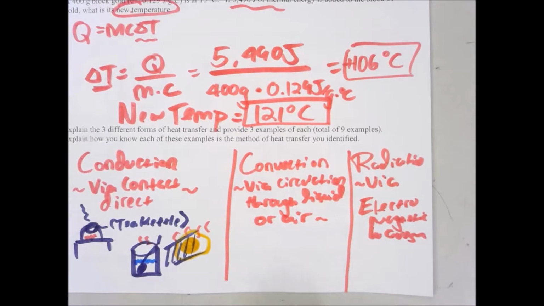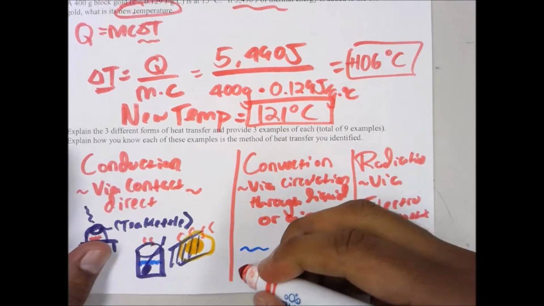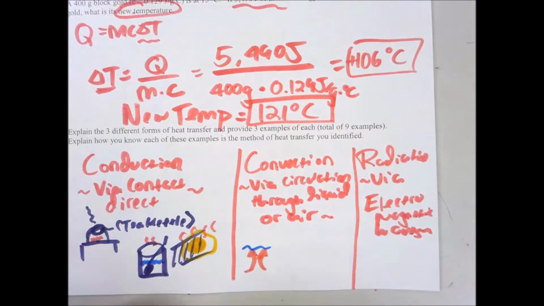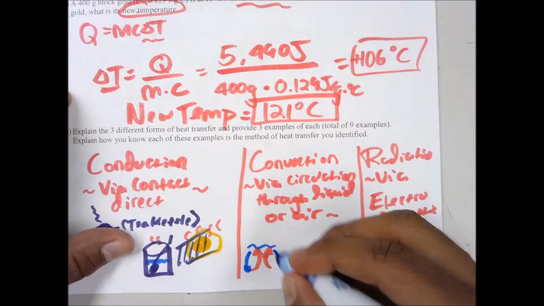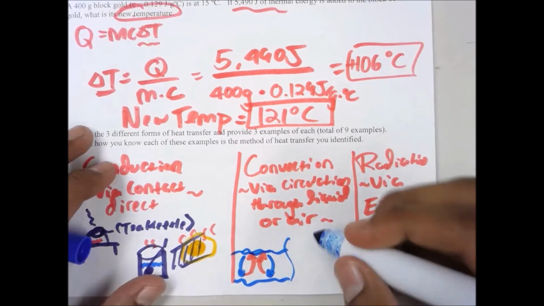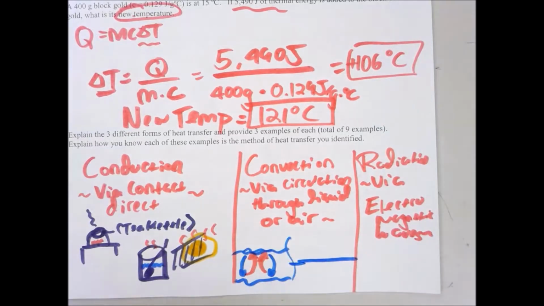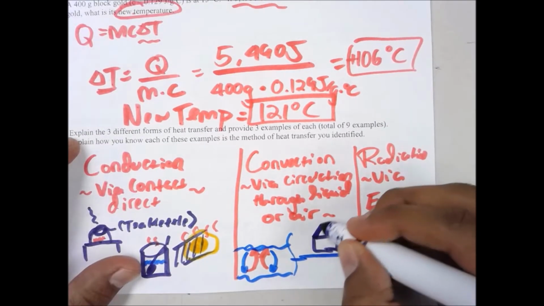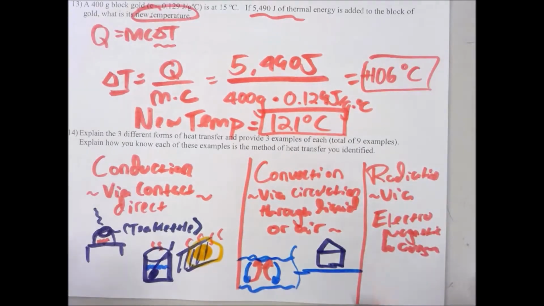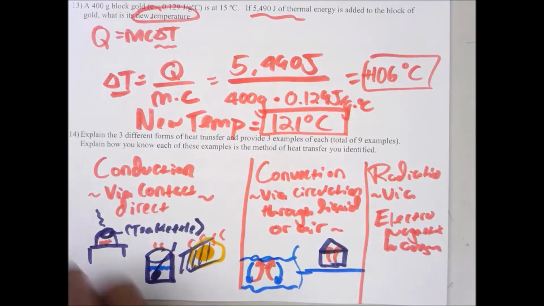Okay, convection via circulating through liquid or air. A really good example is water in the ocean, where you have warm water that circulates up, and then you have cold water that drops. Or if you are in a house, you have a house that also has warm air rise and cold air drop.